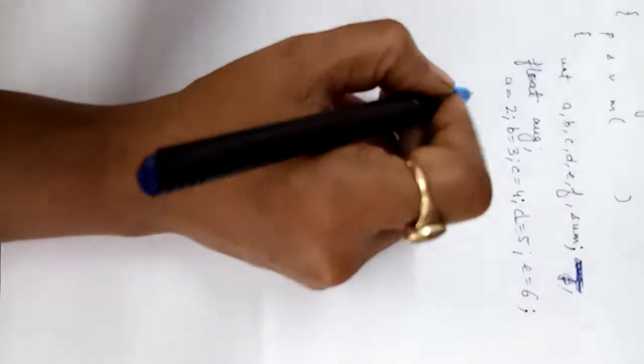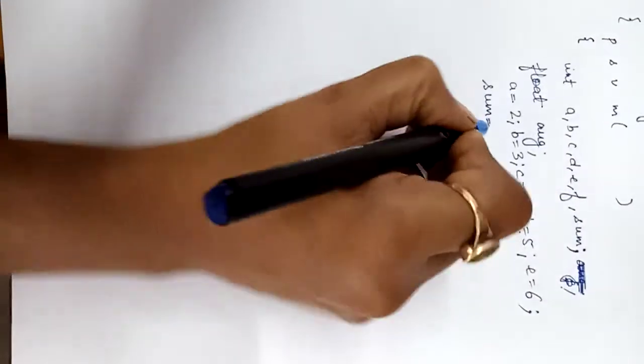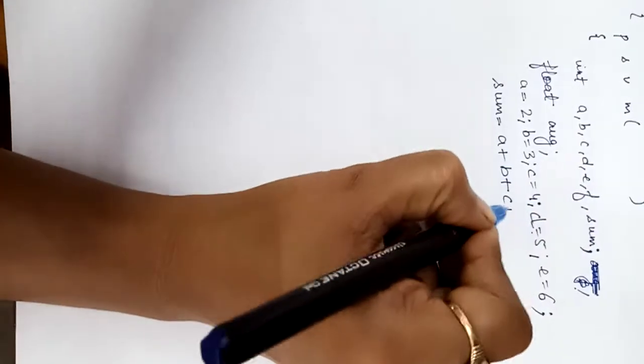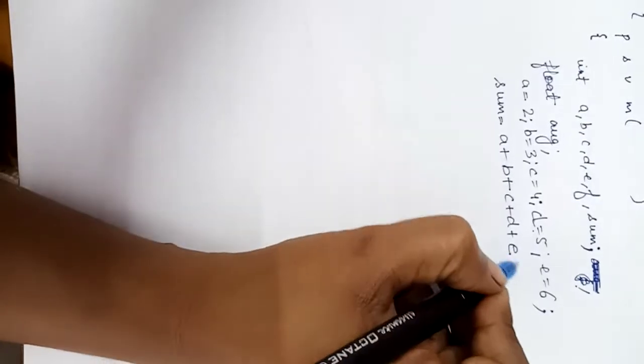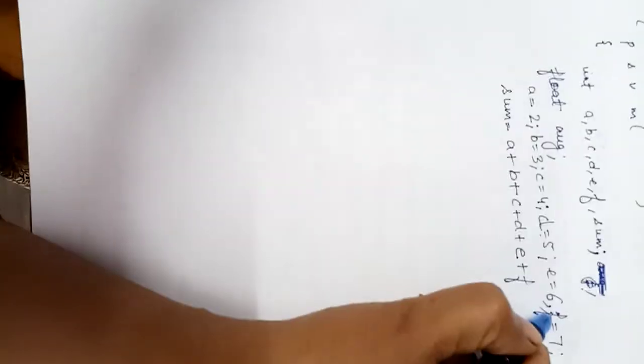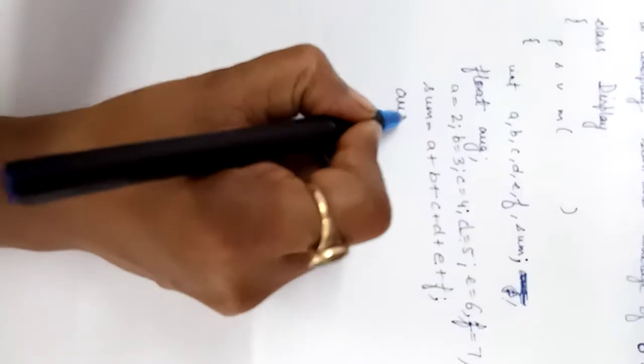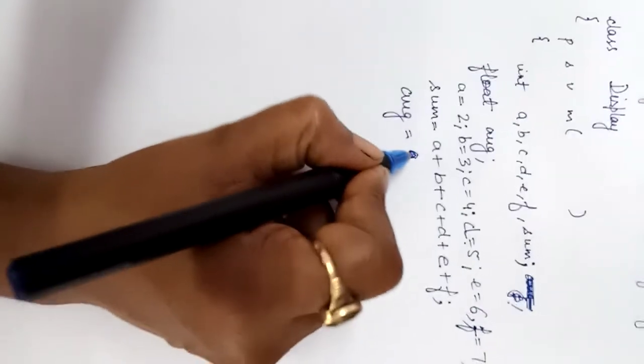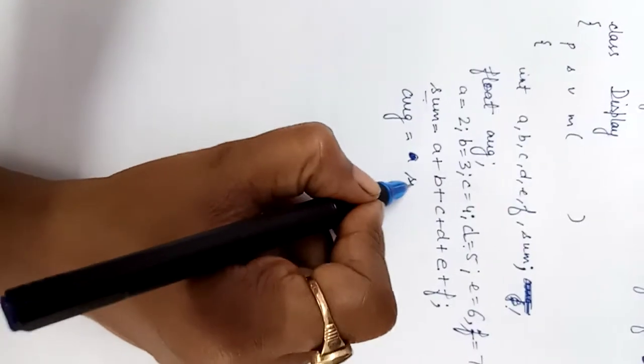Now sum equals A plus B plus C plus D plus E plus F. 6 numbers we have taken now, so F equals 7. Fine. So sum equals A plus B plus C plus D plus E plus F. Now semicolon. For average, what we will do? We have the sum within sum, so sum upon 6.